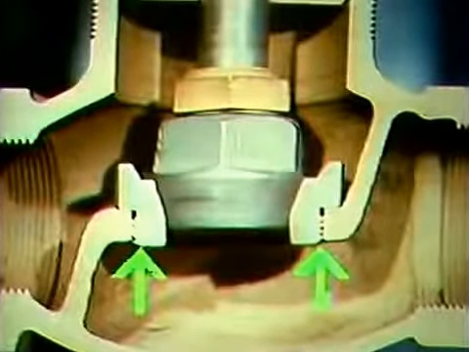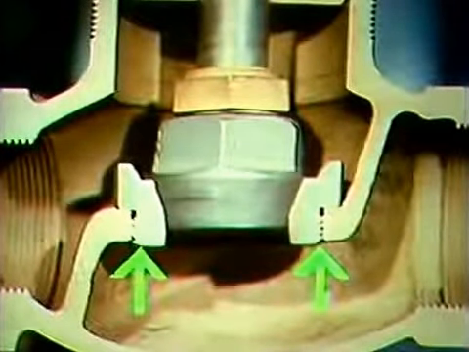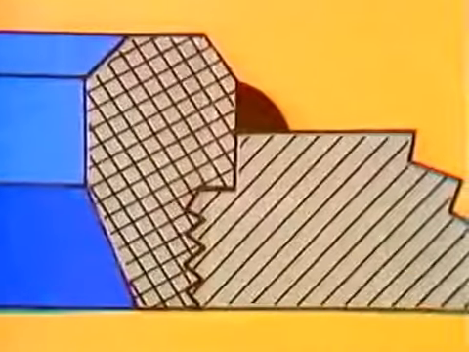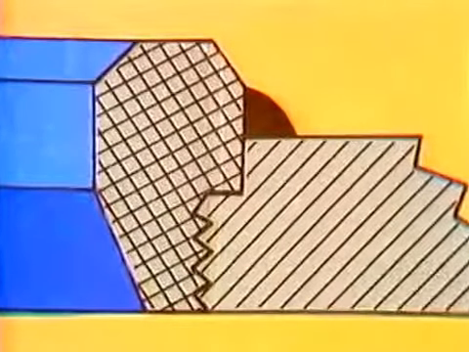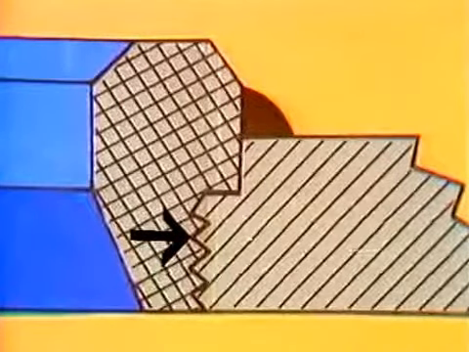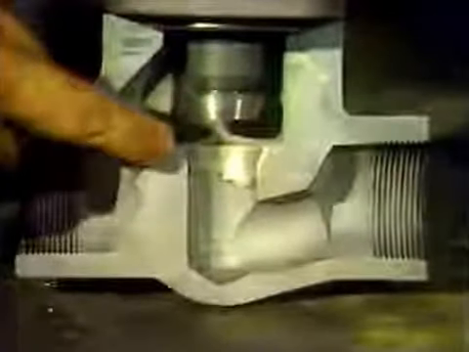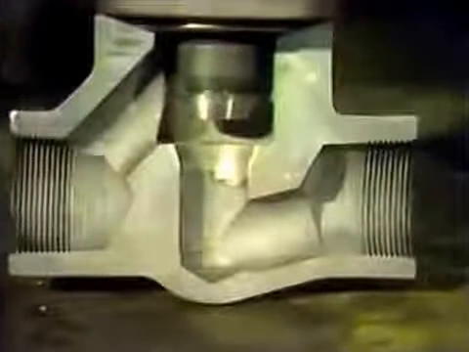Obviously, the threaded seat is easier to replace should damage occur to the seating area of the valve. Sometimes a combination of these is used. The seat is threaded in and then welded. On some valves, the seat is cast as part of the valve body.